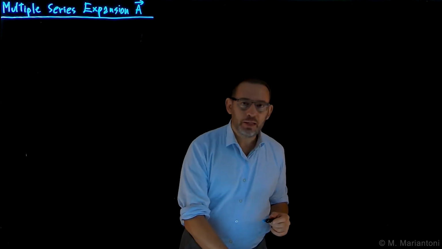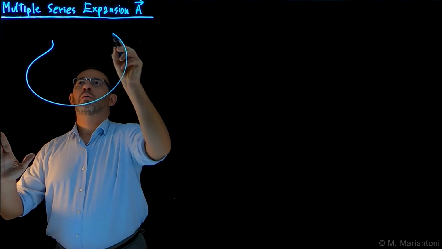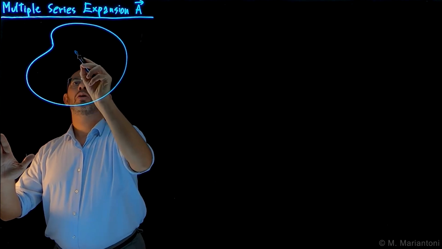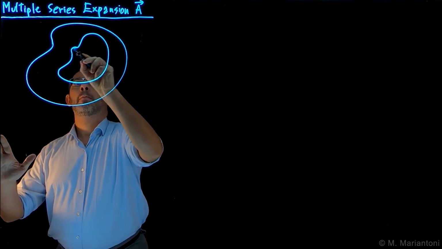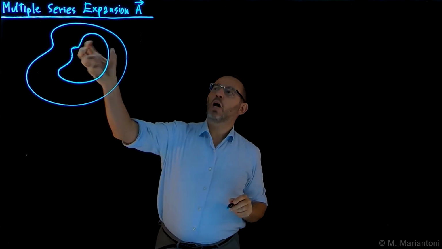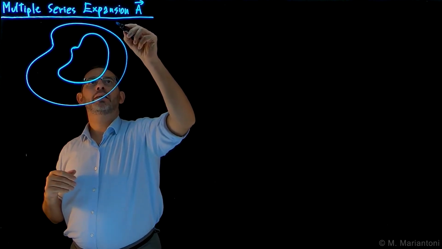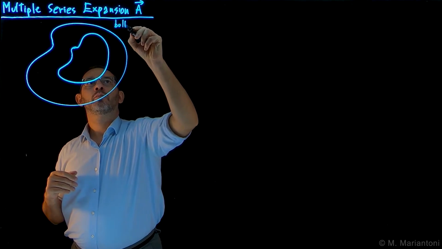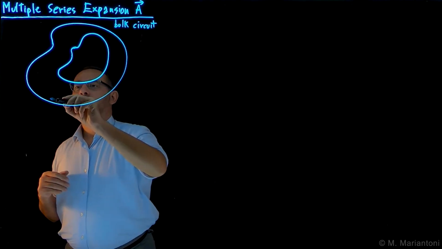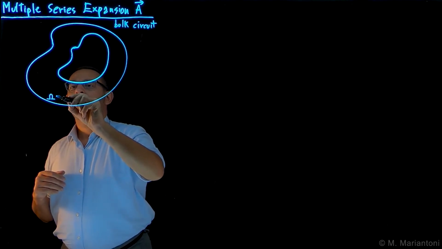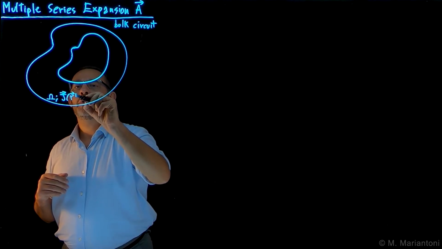So let me show a bulk material, which I sketch in this fashion, with a hollow region somewhere here. So this is hollow, so there is vacuum here. It's like a circuit, but it's a bulk circuit. It's not a wire, it's a bulk circuit characterized by a region here, capital omega, where we have, instead of a rho, a J, which is a function of r prime as always.